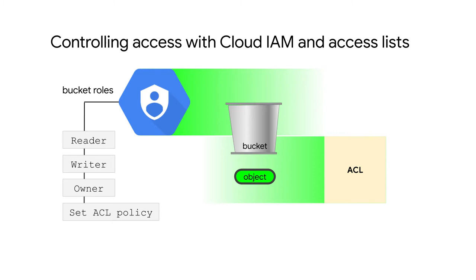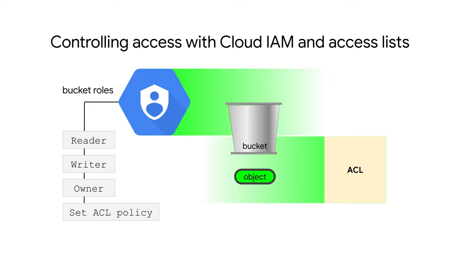Cloud IAM is standard across the Google Cloud Platform. It's set at the bucket level and uniformly applies access rules to all objects within that bucket. Access control lists can be applied at the bucket level or to individual objects, so it provides more fine-grained access control. The Cloud IAM controls are as you would expect.